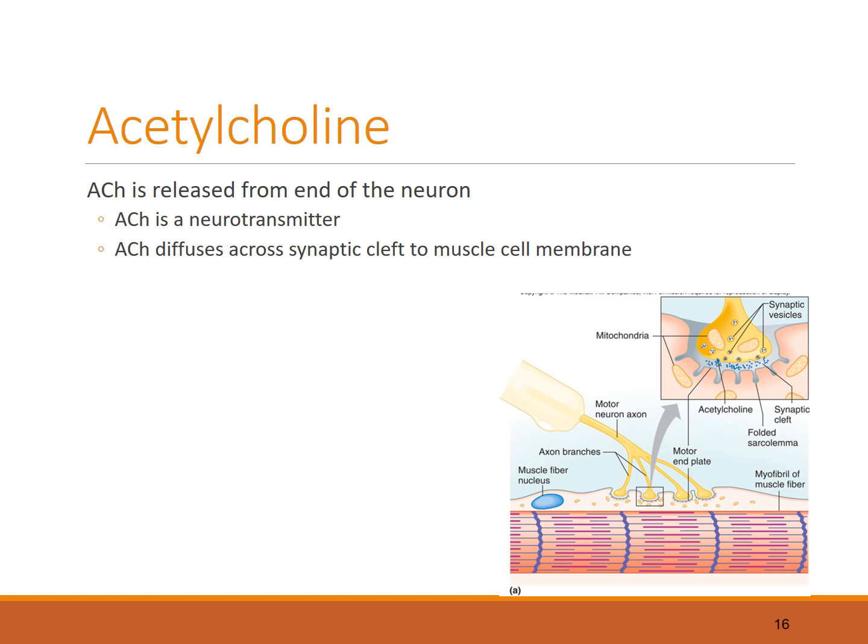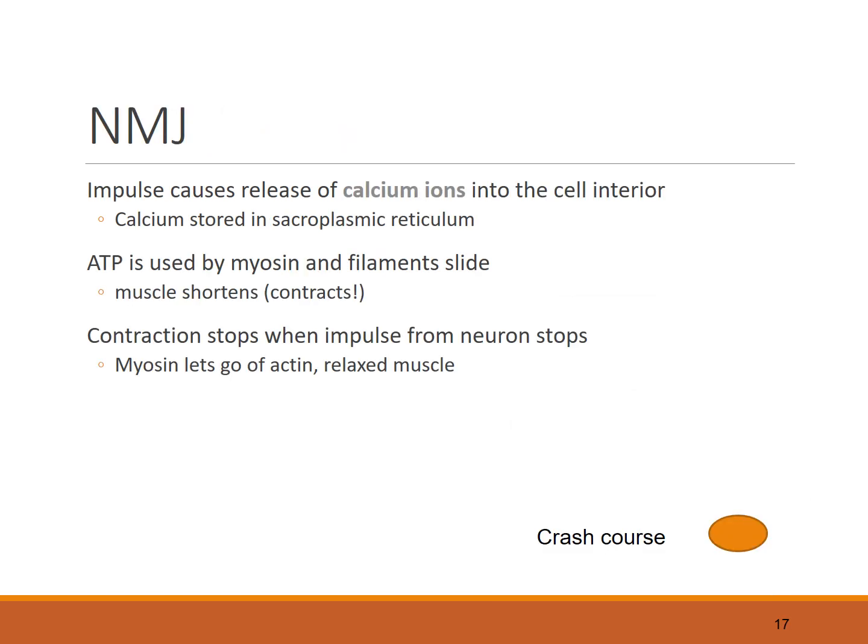Acetylcholine, or ACh, is the neurotransmitter involved in skeletal muscle contractions. When the impulse reaches the end of the neuron, it causes the release of the neurotransmitter, and the neurotransmitter diffuses across the synaptic cleft. That's just a little space, a little gap between the neuron and the muscle cell membrane. If you want to learn more about the neuromuscular junction, you can view the Crash Course video. We're also going to study the neuromuscular junction when we do the nervous system.